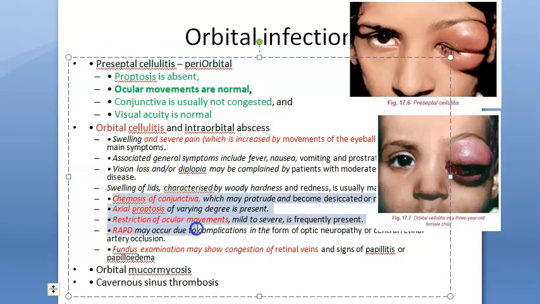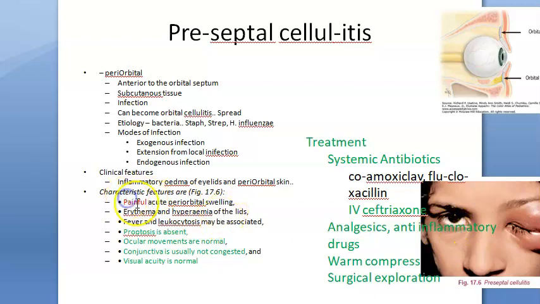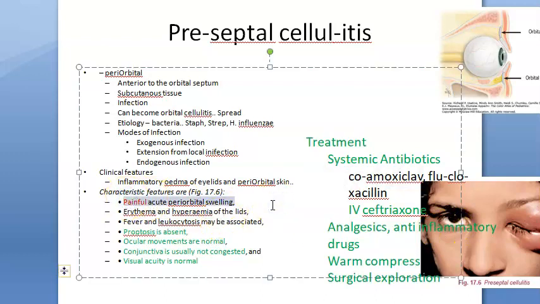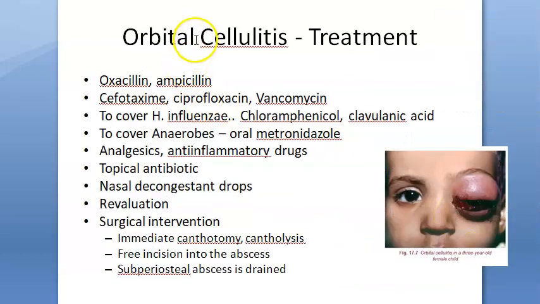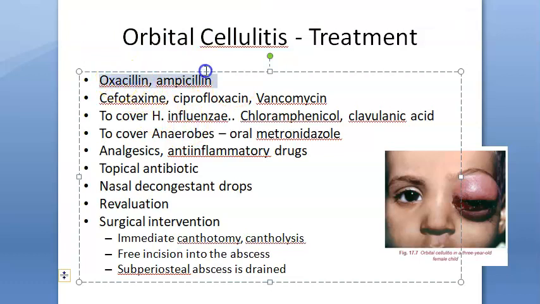Conjunctiva is affected here. Proptosis is there. Here there was no proptosis, no conjunctiva affected. What else? Same thing they are telling here. There is painful orbital swelling, but the eye movements are possible. And here what are they giving? Systemic antibiotics like co-amoxiclav, flucloxacillin, ceftriaxone. Then coming to orbital cellulitis, here they are giving oxacillin, ampicillin, cefotaxime, all these.